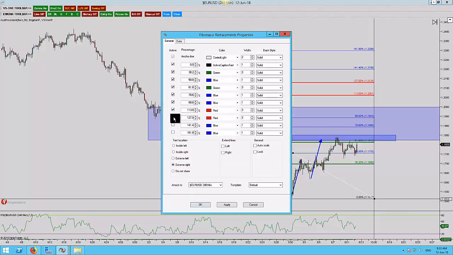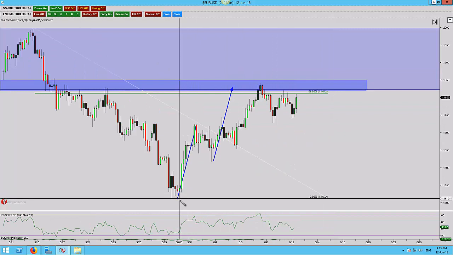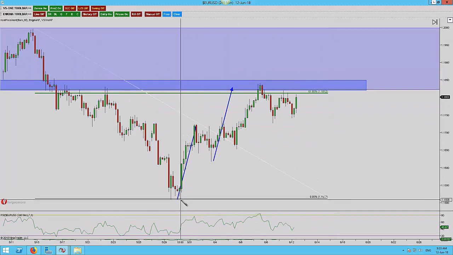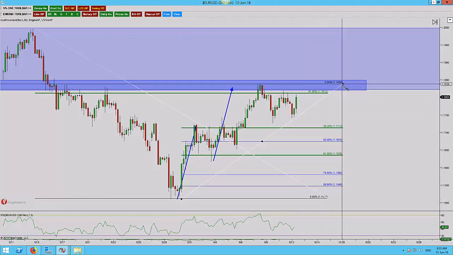I'm just going to leave that fib on there so that we can see it. And typically with these AB equals CD patterns, what we're looking for is a retracement back into the 382 for targets. And I'm just going to put this fib on here.